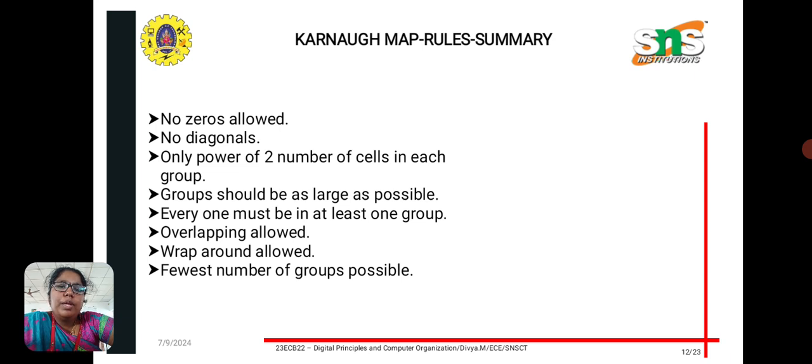For a K-map, no zeros are allowed. There will be no diagonals. Only a power of 2 number of cells in each group. Groups should be as large as possible. Every one must be in at least one group. Overlapping is allowed. Wrapping around the table is allowed. The number of groups must be as low as possible.